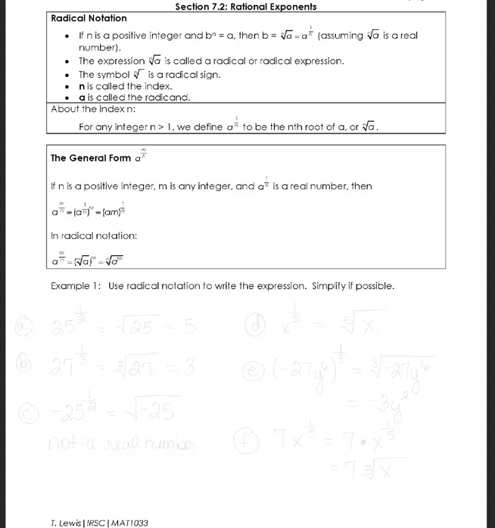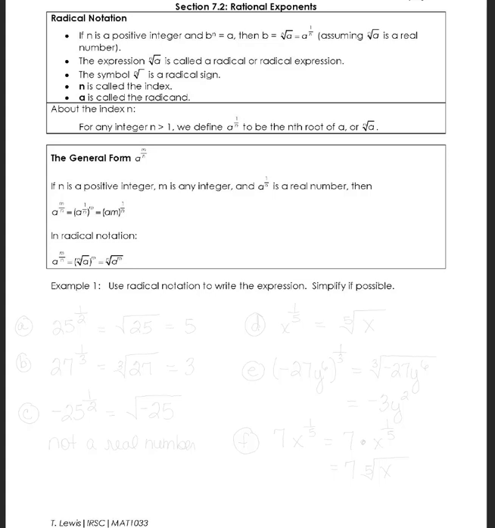Example 1, we're on page 51 of your notes, okay? It says, use radical notation to write the expression, simplify if possible. Okay? So we're going to write it. It says, use radical notation. So you're going to have a rational exponent that we want to write as a radical.